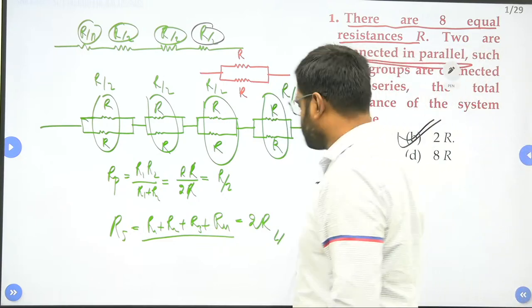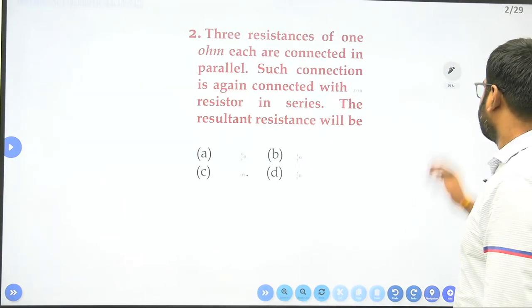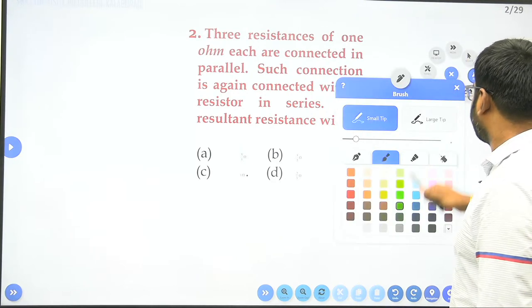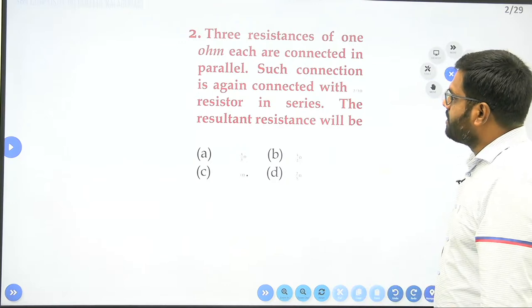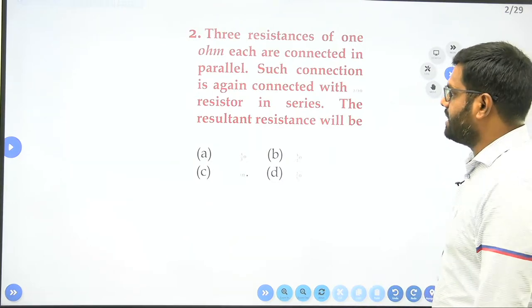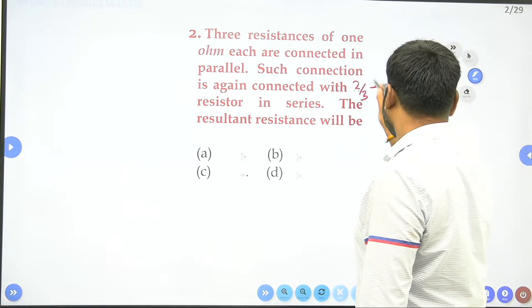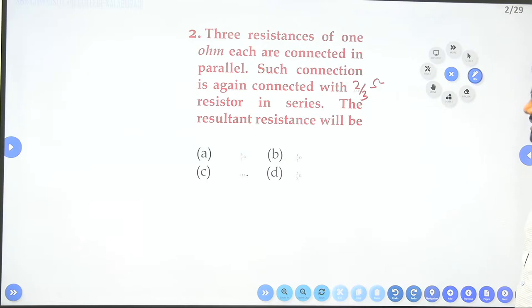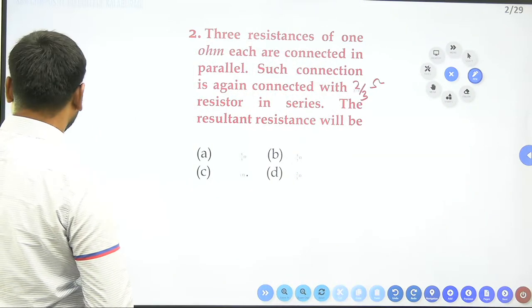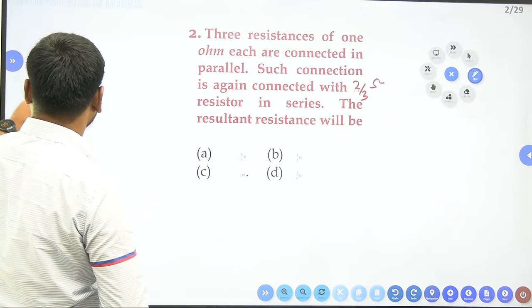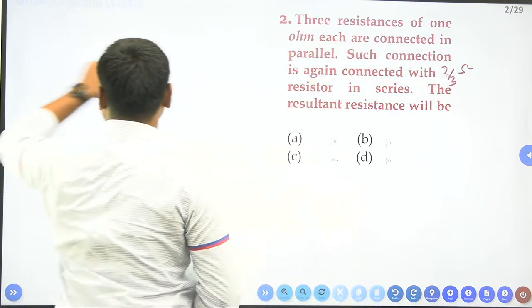Okay, the next question. Three resistances of 1 ohm each are connected in parallel. Such a connection is again connected in series with a 2 by 3 ohm resistor. The resultant resistance, the effective resistance, they are asking. It's very easy, the same as the previous question. Again, parallel and series combinations we are having, parallel and series combinedly.